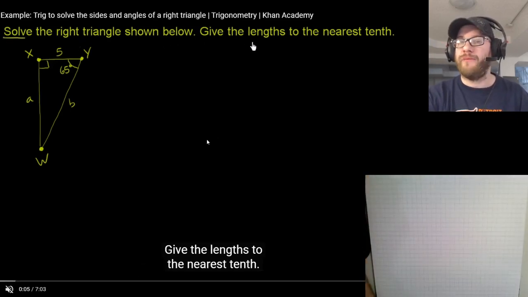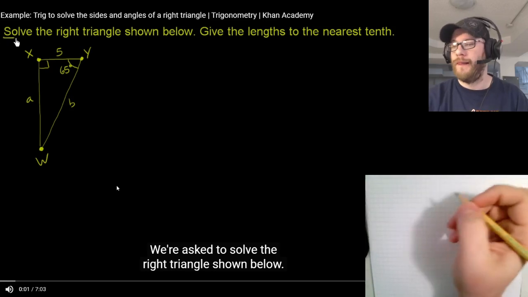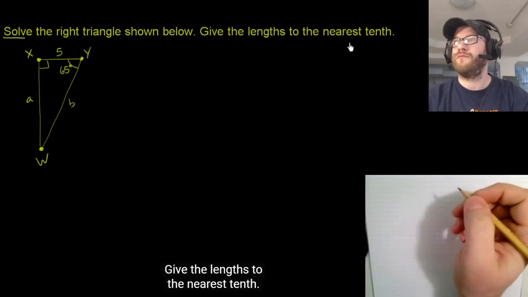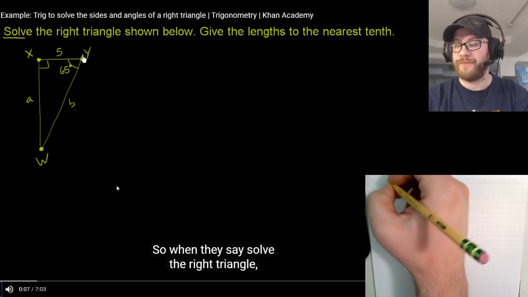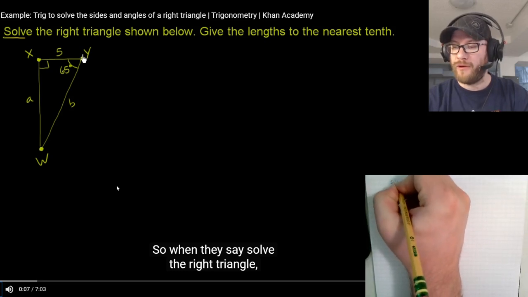It would help if it was not muted. We're asked to solve the right triangle shown below. Give the lengths to the nearest tenth. So when they say solve, alright, first thing, if I'm watching something, I'm going to copy everything that I see down. So, solve.